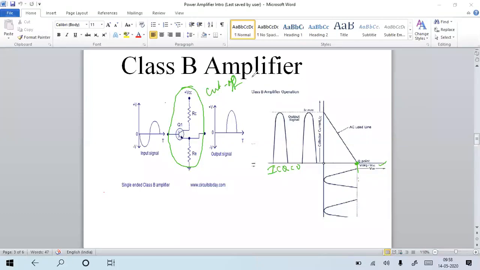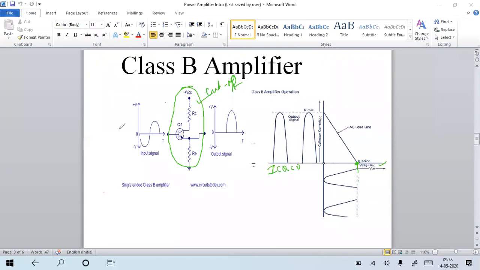But in the class B amplifier, it has to maintain the cutoff mode. Cutoff mode means it should maintain the off state. Off state means you should not provide any signal to the base terminal. In such a way we are maintaining the class B amplifier circuit.